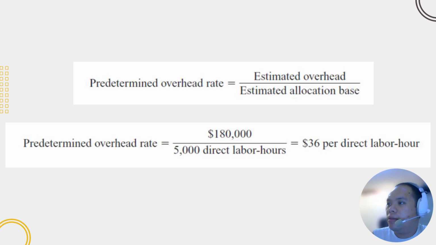So our manufacturing overhead natin is 180,000. And then since the problem uses direct labor hours as our allocation base, that means over here is the 5,000 direct labor hours as our allocation base. So that means our predetermined overhead rate will be $36 per direct labor hour. Right.